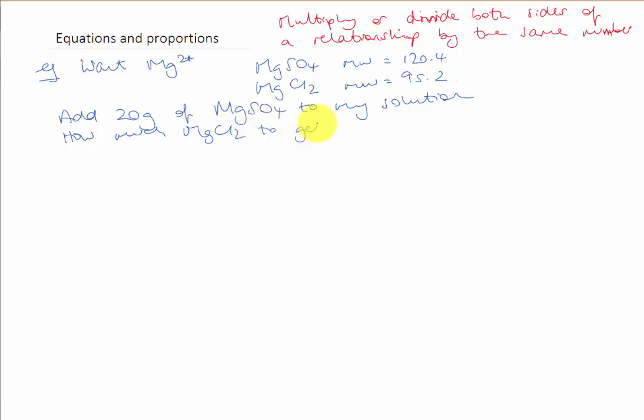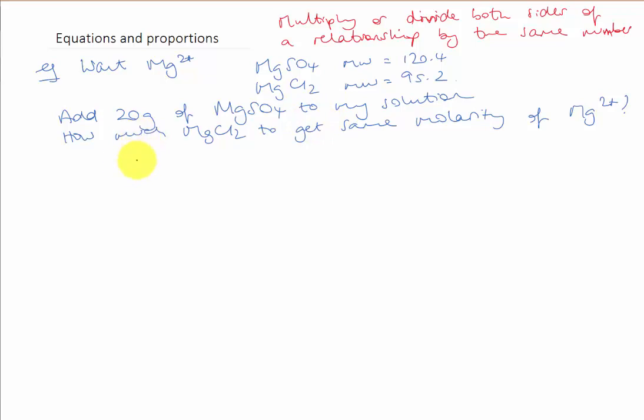to get the same molarity of magnesium ions? So this hinges on the relationship, the proportion between the molecular weights of these two compounds, because there's the same number of magnesium atoms in each, so we need to add the same number of moles of each to have the same molarity of magnesium, but we're stuck with a number of grams.